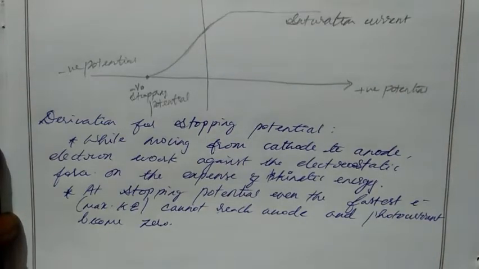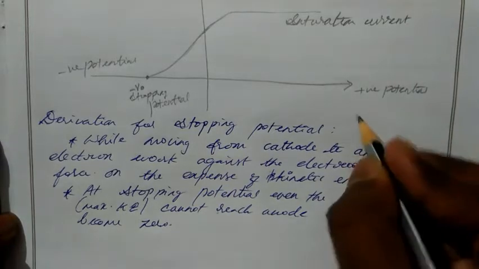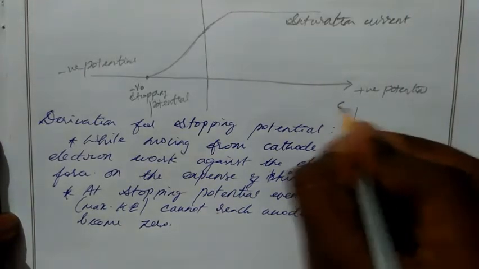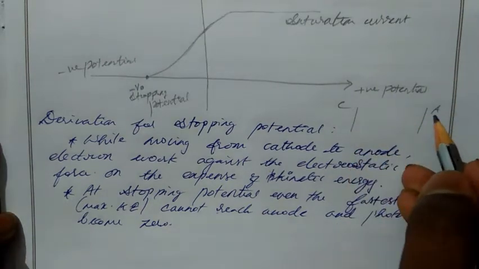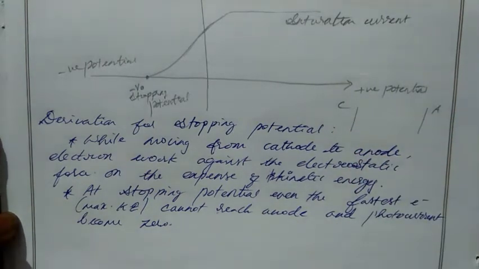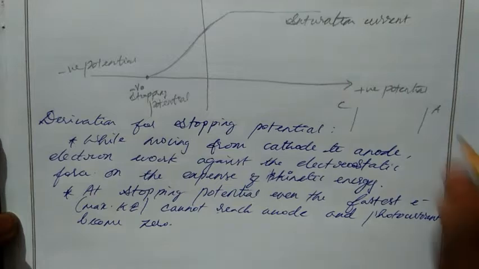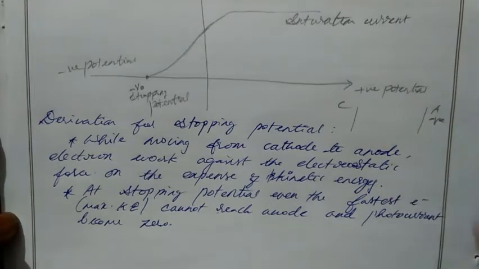So let's see the derivation for stopping potential. What will happen actually at stopping potential? While the electron is moving from cathode to anode, now consider we change the potential. So this is the cathode, here we have the anode. The emitter emits electrons, and the anode will collect electrons initially. After changing the potential, the anode will behave as a negative potential.